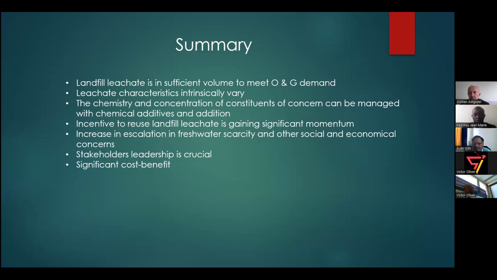Based on the brief cost-benefit analysis, there's significant benefit for oil and gas producers in using landfill leachate.